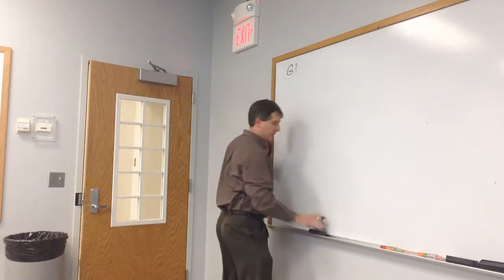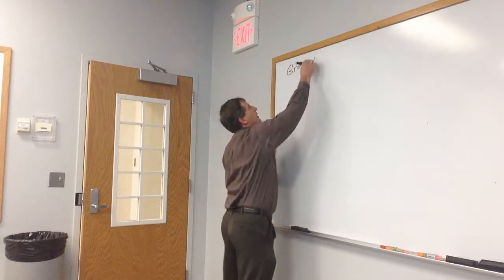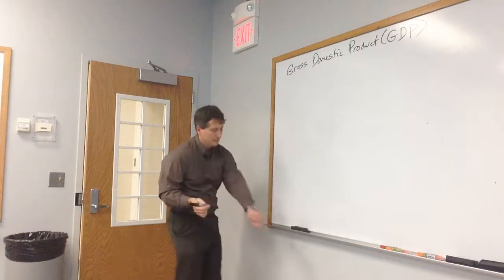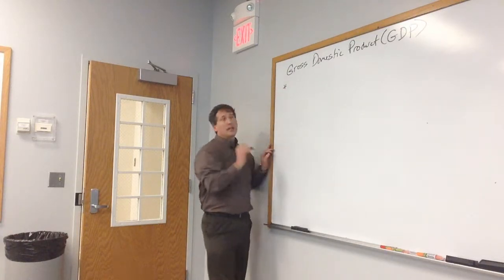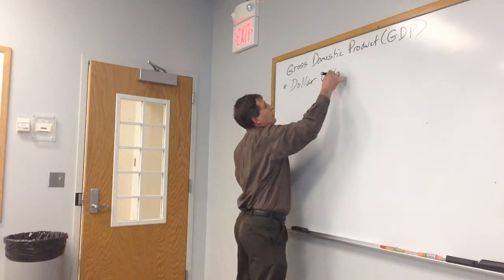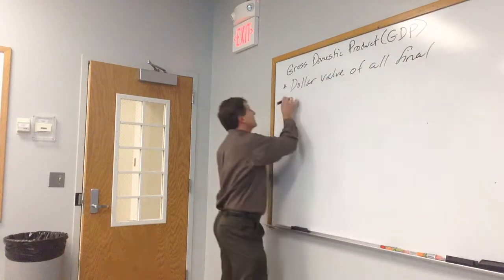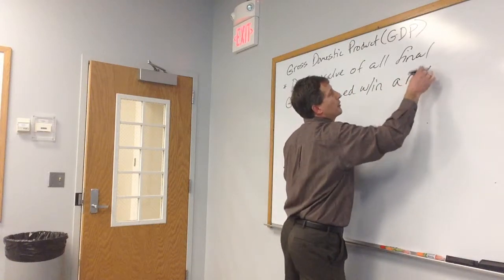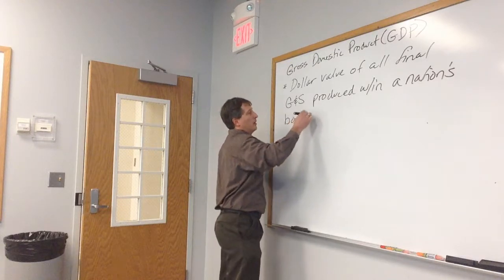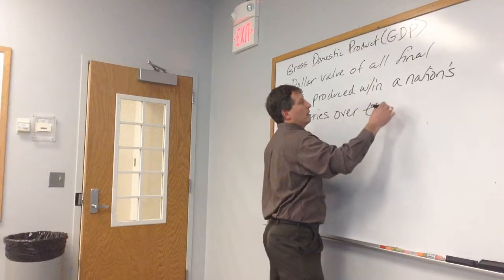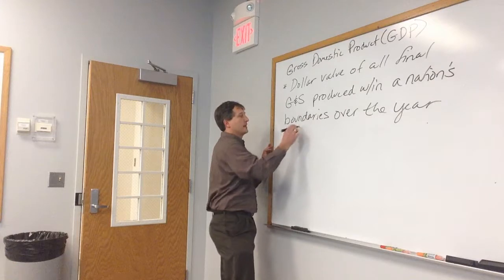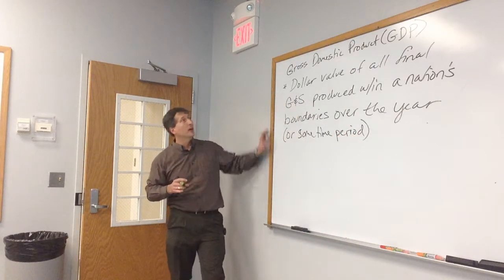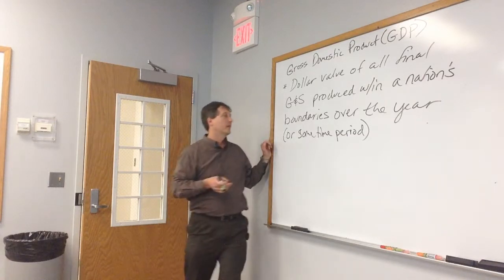So gross domestic product. Let me write that out first. Gross domestic product. GDP. GDP is the dollar value of all final goods and services produced within a nation's boundaries over the year. I'll put parentheses, or some time period. Usually, especially in this class, we'll think about annual terms. The dollar value of all final goods and services produced within a nation's boundaries over the year, or some time frame.